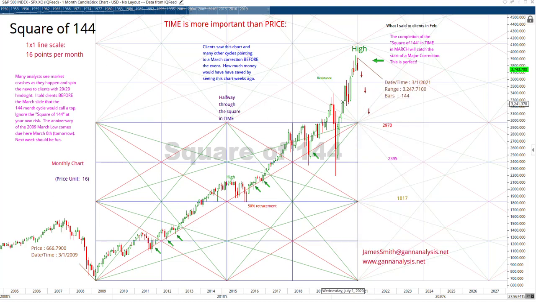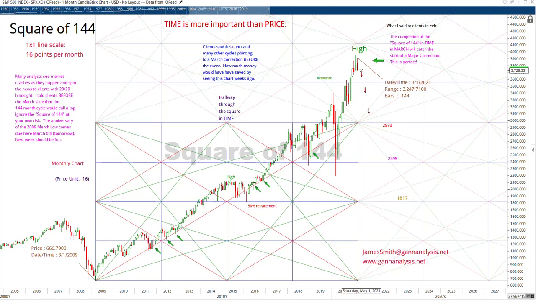You did get a pretty strong move up from March. Also, you might notice that March of last year was the low, so you're just about 12 months low to high. You're 144 months low to high, and there are a lot of other cycles I could point out. But if you become a client, you'll see all the cycles, and you'll see why it's so compelling that this market is topping here in March.